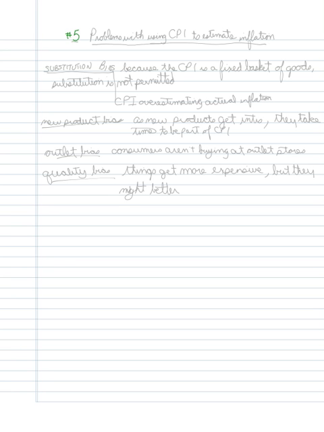So in number five, I'm just going to call this instead problems with using CPI to estimate inflation. So as we saw, we can construct an estimate of the price by working our way through what the basket of goods cost over various years. But there's a problem with that. And the largest problem with the CPI is what's called the substitution bias.